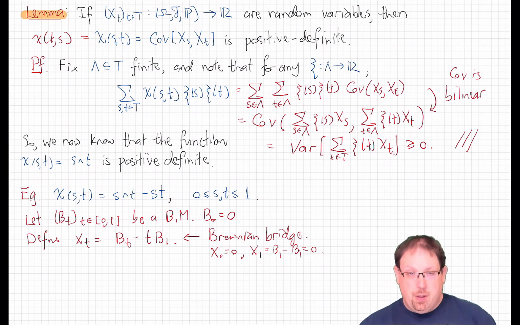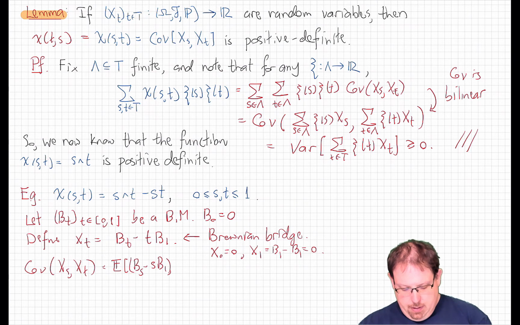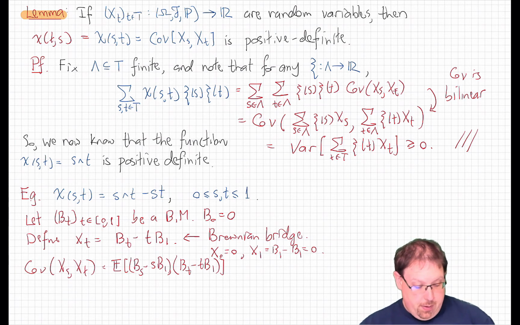In fact, it will help us to study martingales in continuous time. But for now, all I wanted to do was calculate its covariance function. The covariance of Xs, Xt is equal to the expected value of (Bs minus sB1) times (Bt minus tB1). And that is the covariance because this is centered for every t, once again, since it's a linear combination of two centered random variables. So if we expand that out, we have 4 terms.